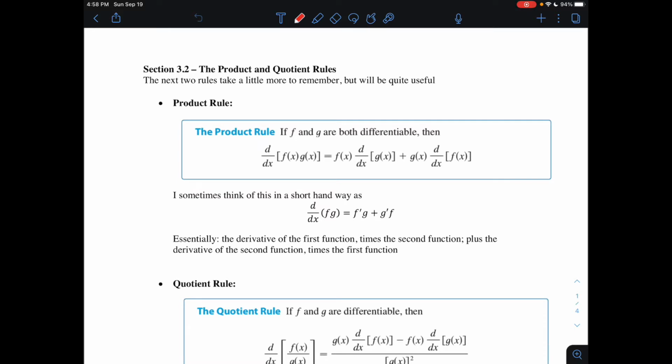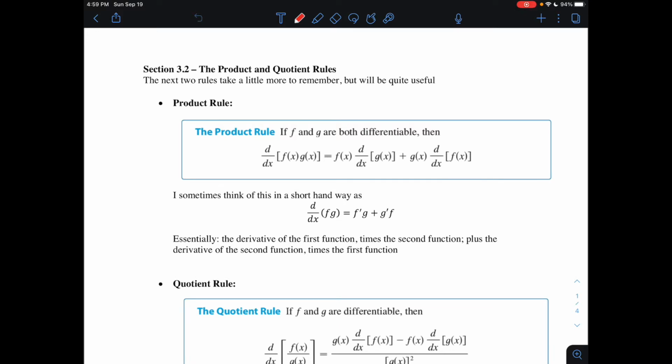So if f and g are both differentiable, then the derivative with respect to x of f of x times g of x is equal to f of x times the derivative with respect to x of g of x plus g of x times the derivative with respect to x of f of x.